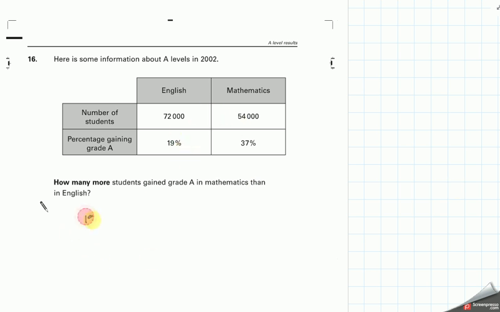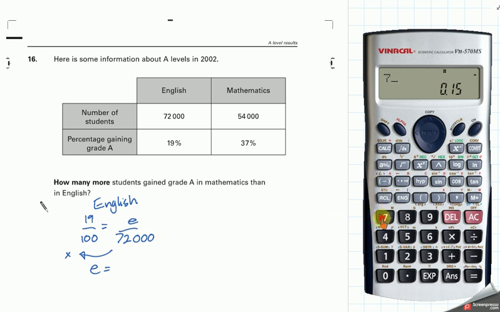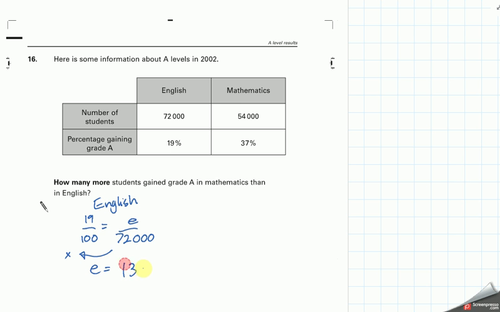So if I know that 19 out of 100 English is x over 72,000, I can tell my number of English students. I'll change that to an E. So English students, flip and multiply. My E equals 72,000 multiplied by 19 and divided by 100. Everything's been lined up as a percentage. So 100% is all students taking English, 19% is whatever this number works out as, and the number is 13,680.